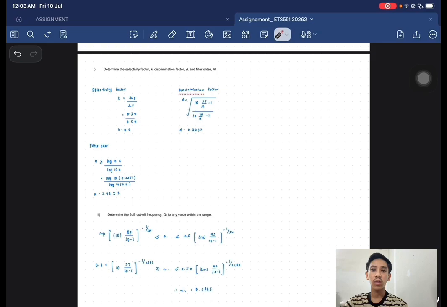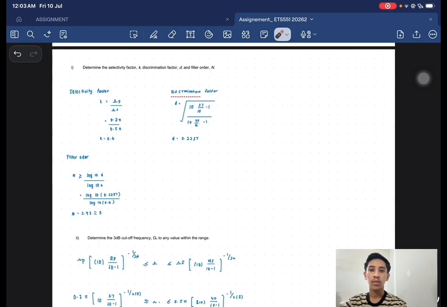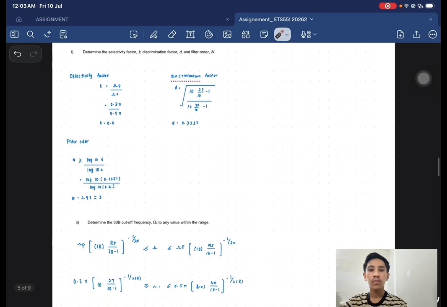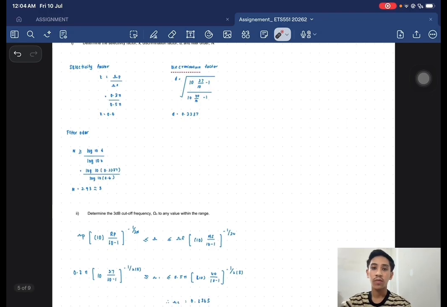Next, I calculate the discrimination factor represented by D using the given passband ripple and stopband attenuation value. The calculated value is 0.2237. After obtaining both values, I determine the filter order represented by N. By substituting the values into the formula, I obtain N equal to 2.93. Since the filter order must be a whole number, it is rounded up to 3.